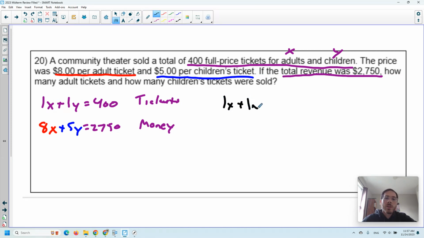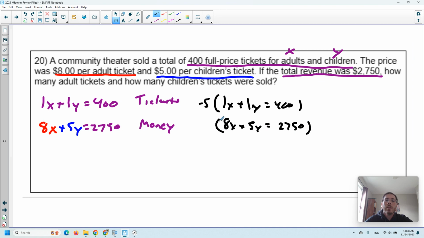So 1x plus 1y equals 400, and then 8x plus 5y equals 2750. So for elimination, I need to get rid of one of the variables. I think I'm just going to get rid of the y's. The only reason is because I think it's going to be easier to multiply this one by negative 5. And then this one I'll multiply by 1. I could choose the negative 8 over here if I want.